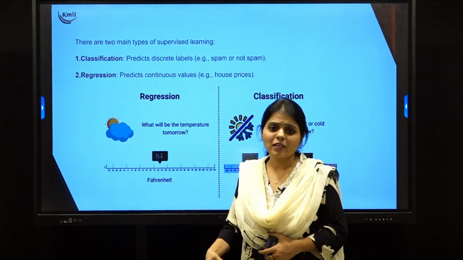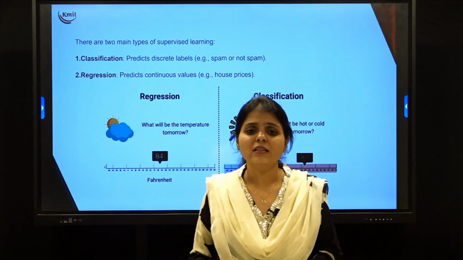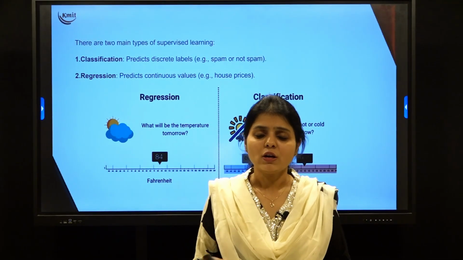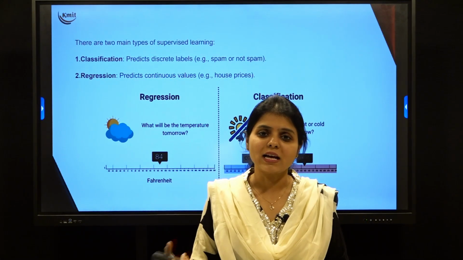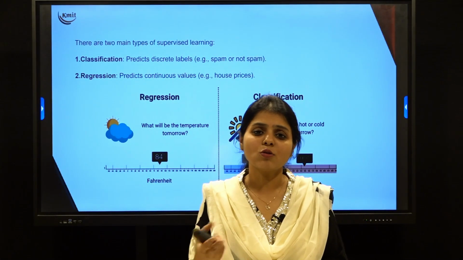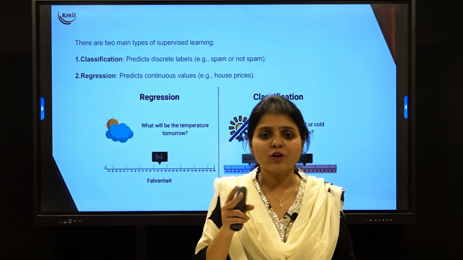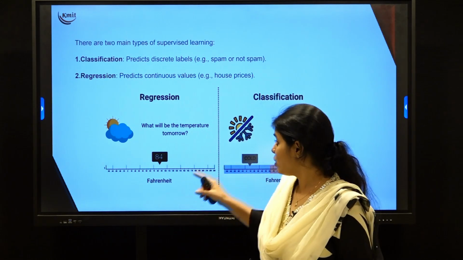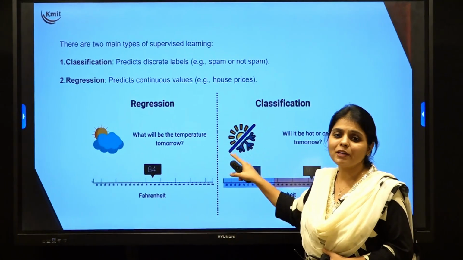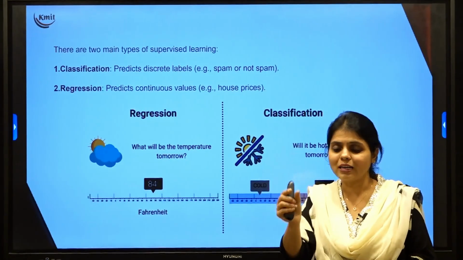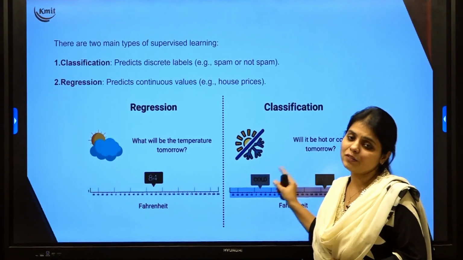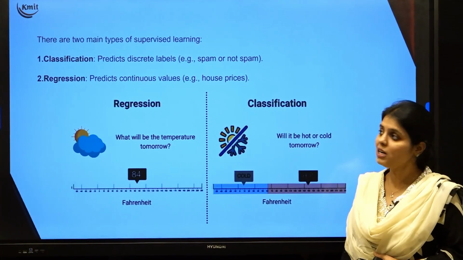Sometimes when I ask you about the weather, we also say the weather is hot or the weather is cold. The answer is either yes or no. Or I may ask how is the weather, and you may say cold or hot. So when you have a discrete answer, we go for classification. Which algorithm to choose depends on the type of output target variable. If it has continuous values, we go for regression. If it has discrete values, we go for classification.